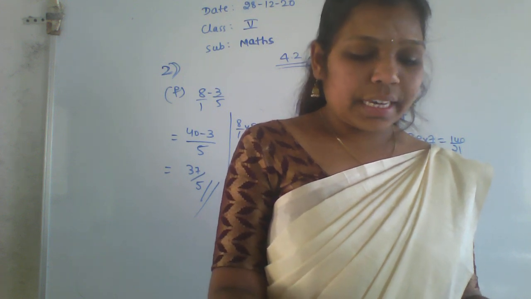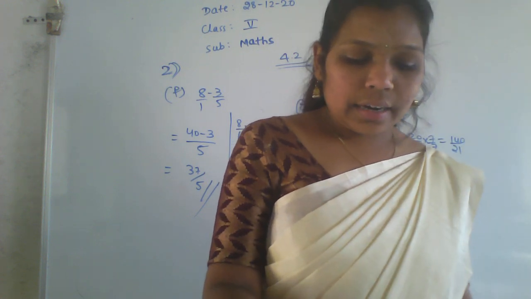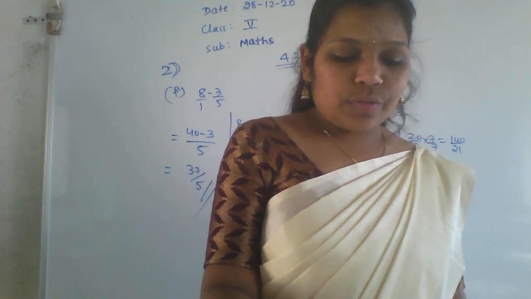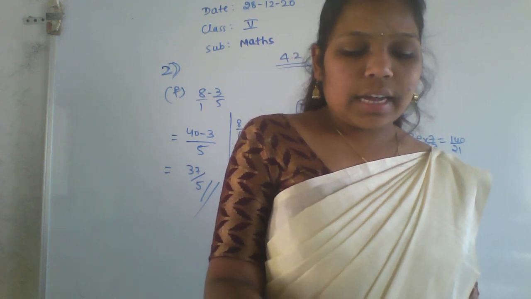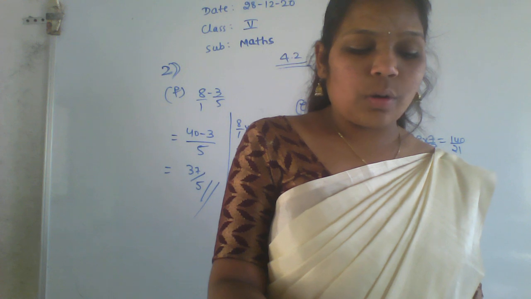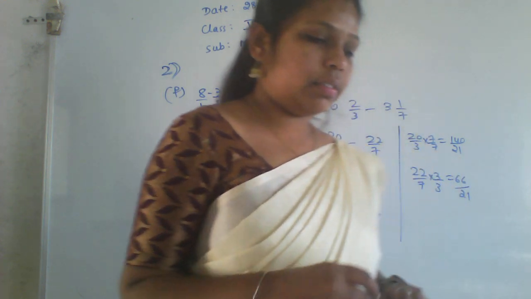So Priya traveled 3 by 4th of a kilometer by a car and 1 by 2 of a kilometer by an auto, and she walked 1 by 7 of a kilometer. And how far did she go in all? Means you have to do the addition of all the things. Third main.